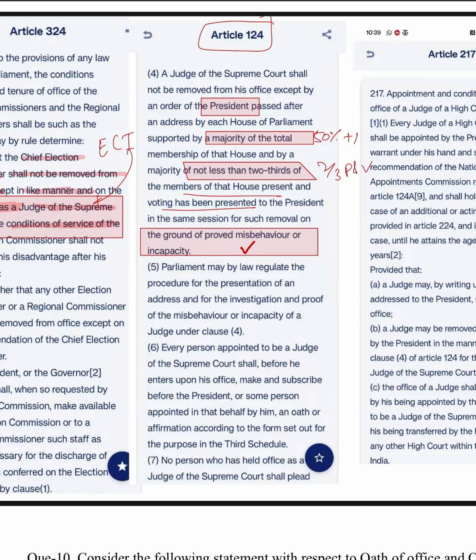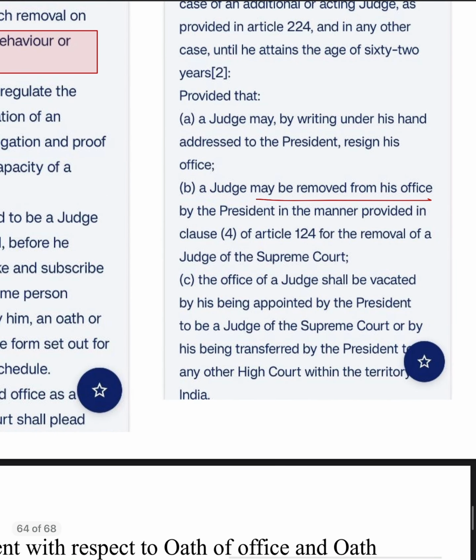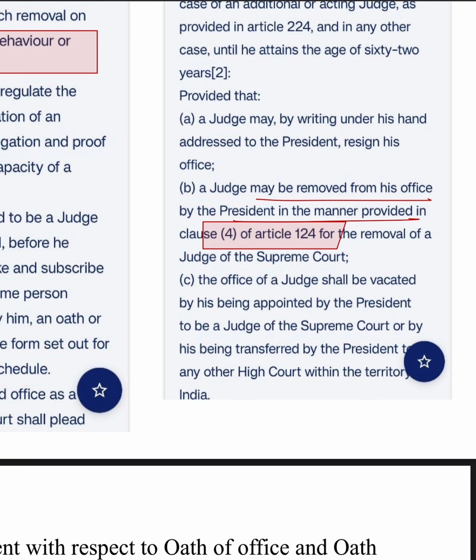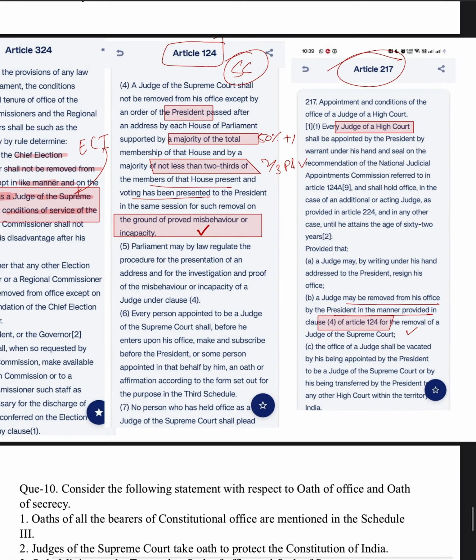ये प्रेसिडेंट, ये सुप्रीम कोर्ट के जज के लिए है. But Article 217 again says कि भैया जज ऑफ द हाई कोर्ट कैसे रिमूव होगा? A judge of the High Court may be removed from his office by the President, उसी तरीके से जैसे 124(4) में लिखा है. ठीक है, जैसे 124(4) में लिखा है. So my point is, it is absolutely same.